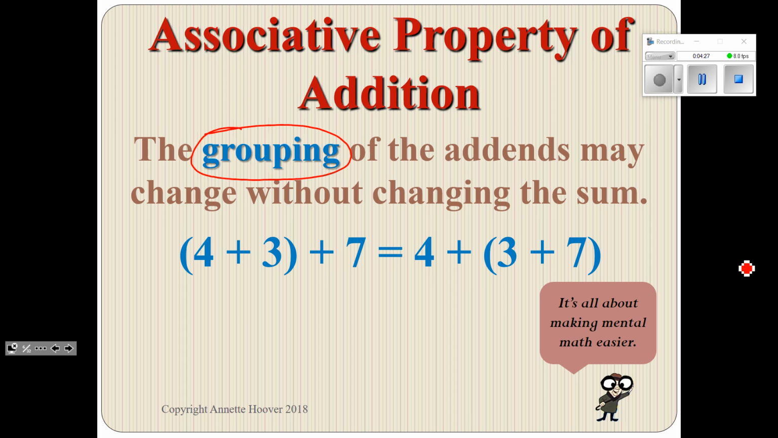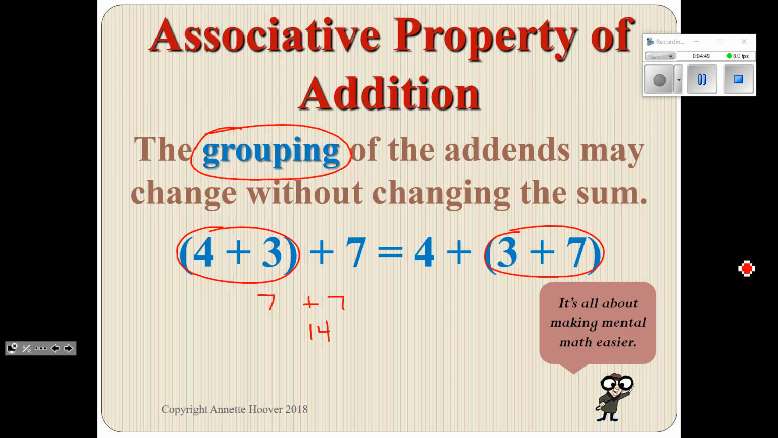So if you look up here, this is saying do 4 plus 3 first, which is 7. And 7 plus 7 is 14. On the right side, it's rearranging the parentheses. So instead of grouping 4 plus 3 together first and saying let's go 7, 7 plus 7 is 14. Of course, that's not hard because that's elementary math.